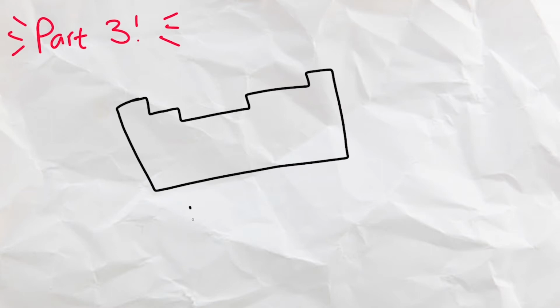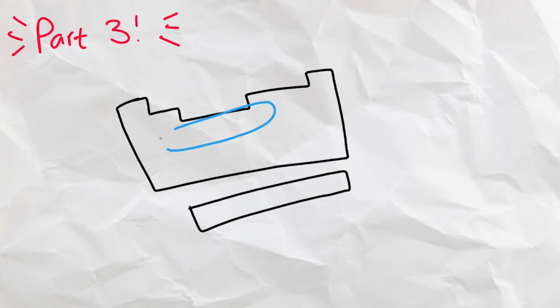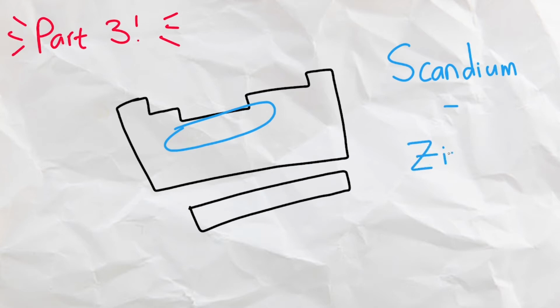Hello everyone, welcome to the third video in this series where I try to explain every element on the periodic table. In this video, we will go over the elements 21 to 30, from Scandium to Zinc.